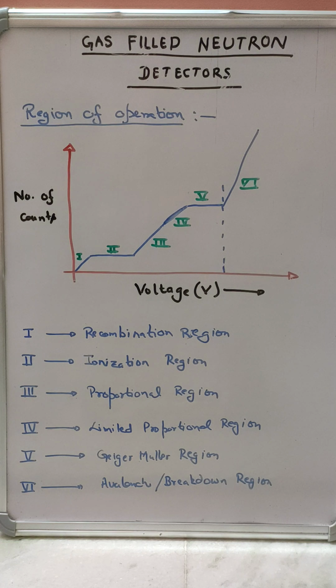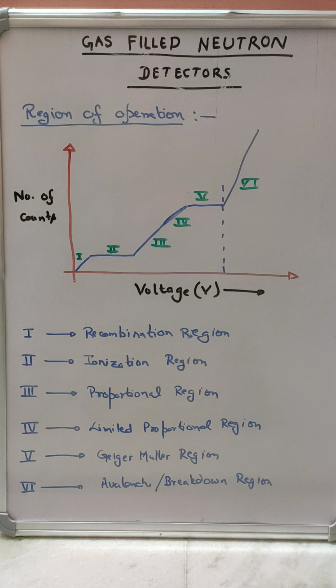We can see the name of each region just below the graph. We call region number 1 the recombination region, region number 2 the ionization region, region number 3 the proportional region, region number 4 the limited proportional region, region number 5 the Geiger-Müller region, and region number 6 the avalanche or breakdown region.